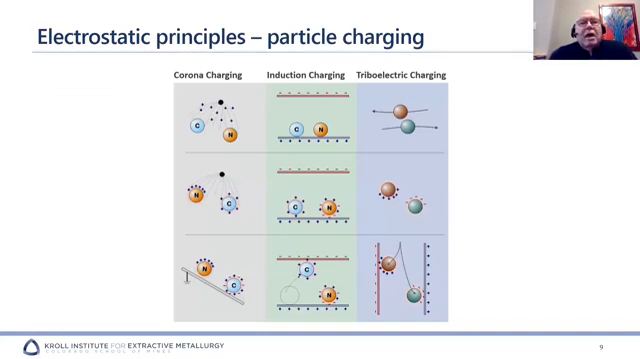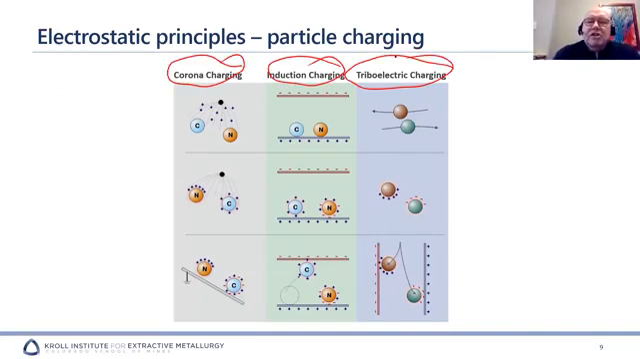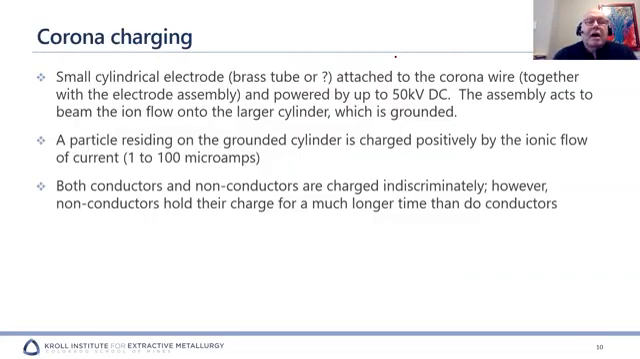So there are three types of charging. There's the corona charging, there's induction charging, and there's triboelectric charging. And each one of these has its own machines. By far, the corona charging is the most used in industry. And so we'll talk about that a little bit.